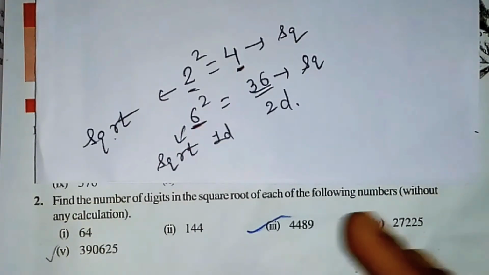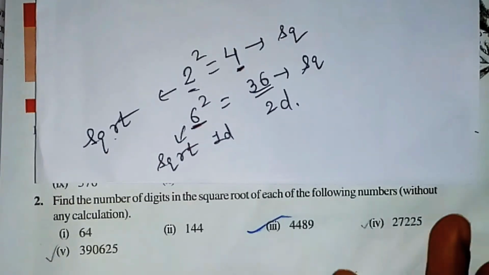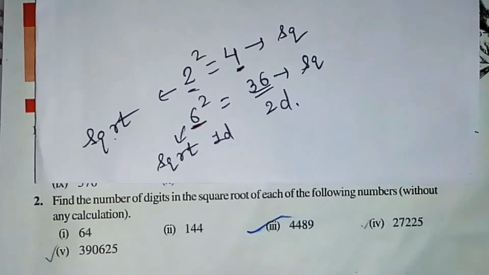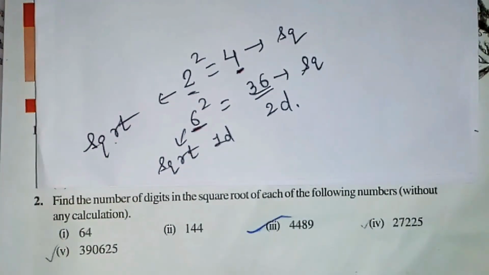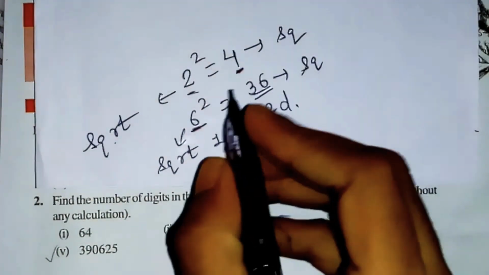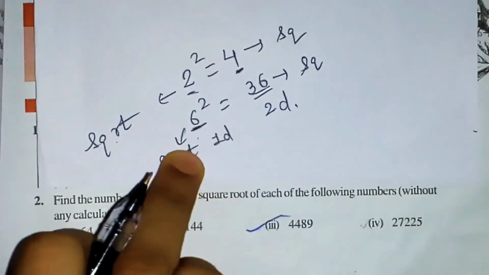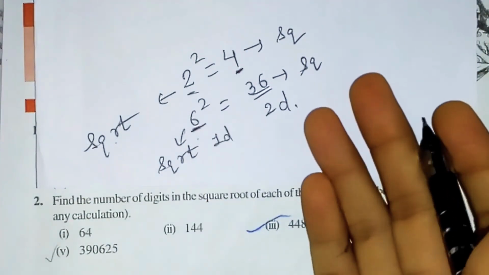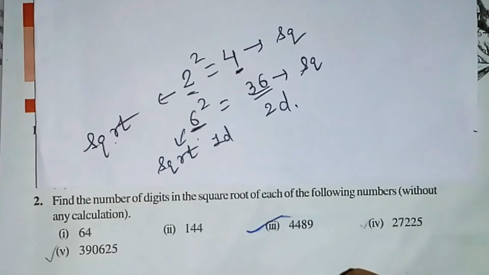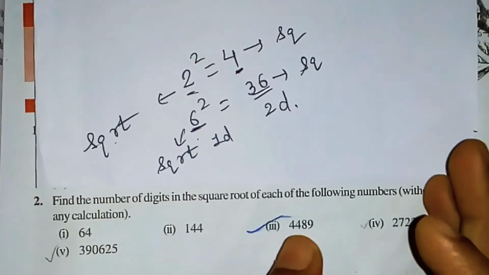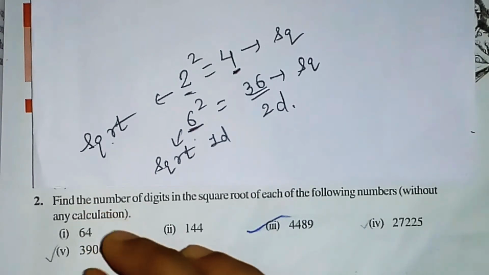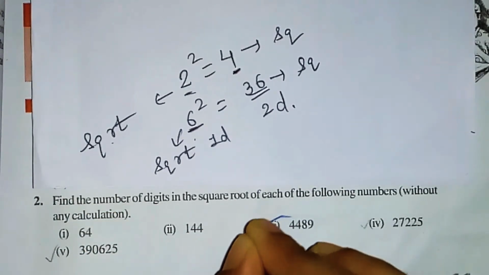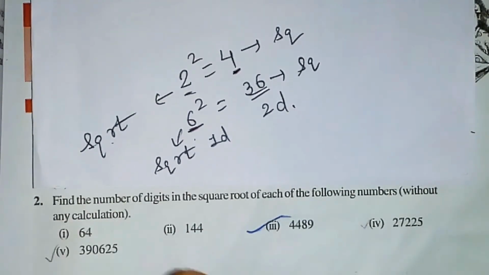Number of digits in the square root, and that also without calculation. So you have to show it without any calculation. So directly we cannot guess that if one digit is there in the square root, then the square will have 2 digits. So there is one easy method for that. I'll show you how to find out the number of digits in the square root of these numbers without any type of calculation.